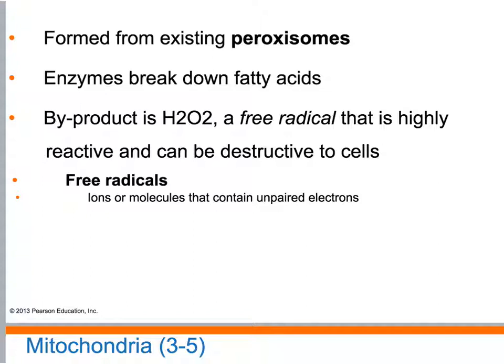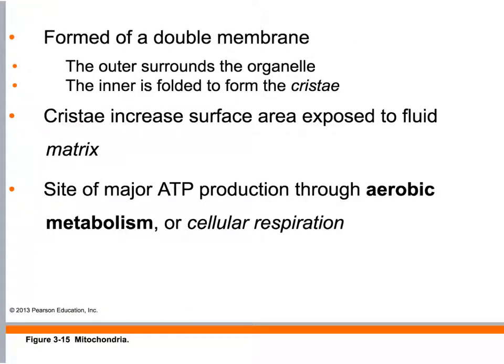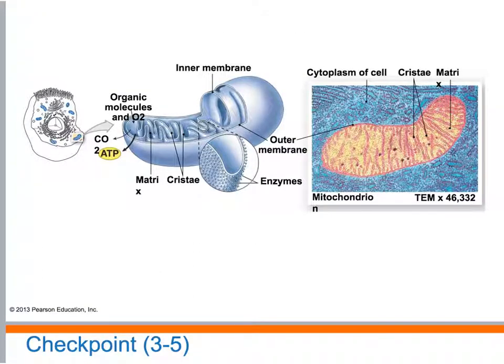Then we go on to the mitochondria. The mitochondria is formed of a double membrane. The outer membrane surrounds the organelle. The inner is folded to form the cristae. The cristae increase the surface area exposed to the fluid matrix. It's the site of ATP production through aerobic metabolism or cellular respiration. This is an image of the mitochondria.